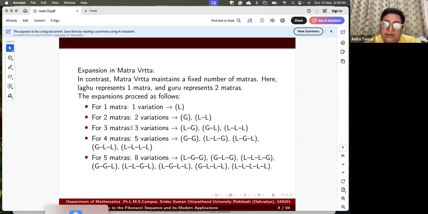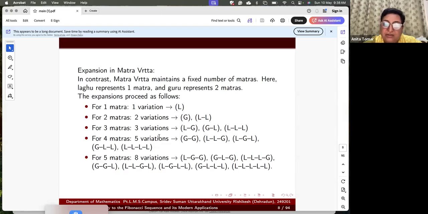In three matras, there will be three variations. There may be one Laghu and one Guru, meaning one and two, three. Guru and Laghu, 2 and 1, 3, or there may be 3 L, meaning 1, 1 and 1. So 3 Laghu means again 3.